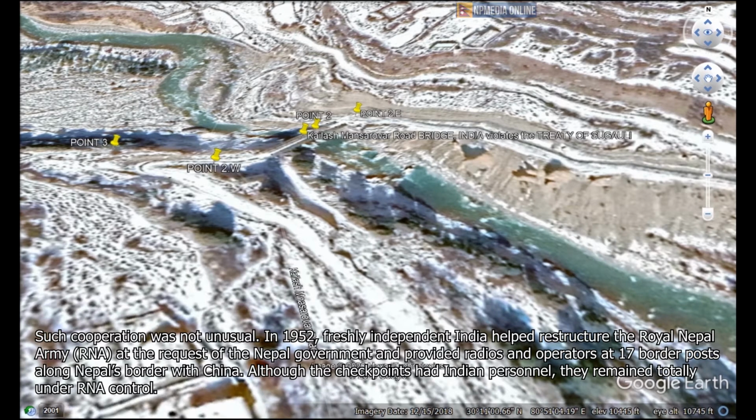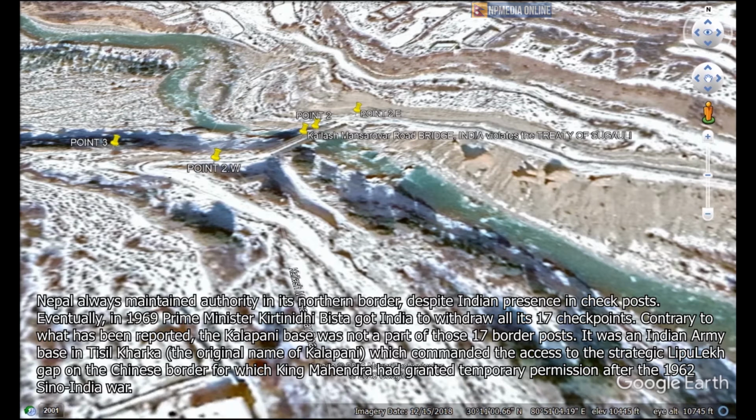In 1952, freshly independent India helped restructure the Royal Nepal Army, RNA, at the request of the Nepal government and provided radios and operators at 17 border posts along Nepal's border with China. Although the checkpoints had Indian personnel, they remained totally under RNA control. Nepal always maintained authority in its northern border, despite Indian presence in checkposts. Eventually, in 1969 Prime Minister Kirti Nidhi Bista got India to withdraw all its 17 checkpoints.